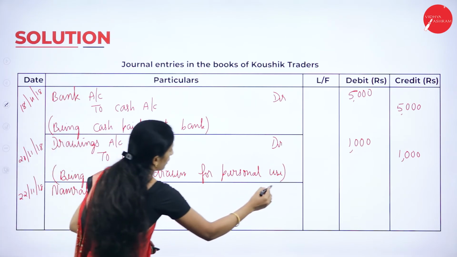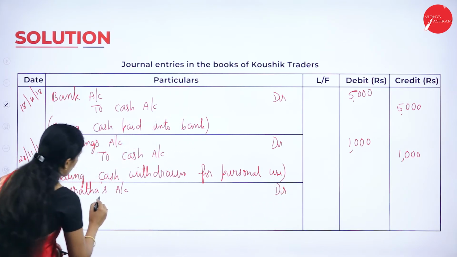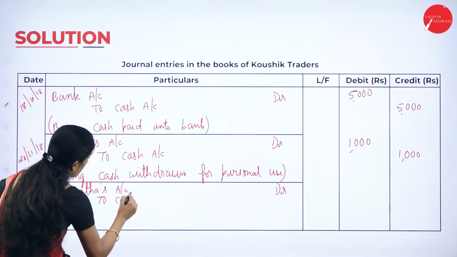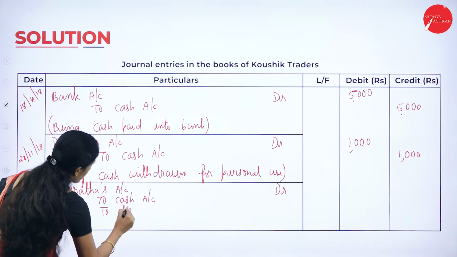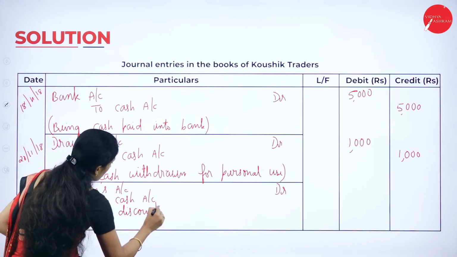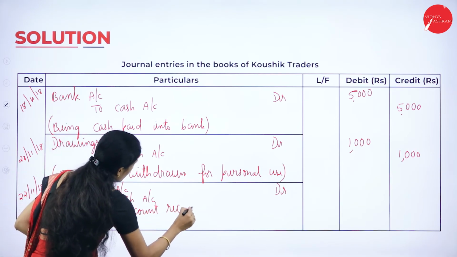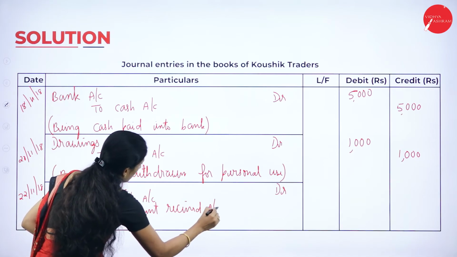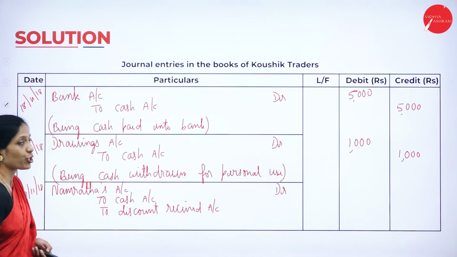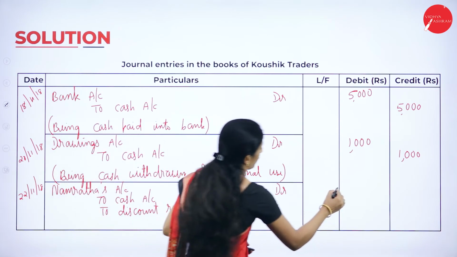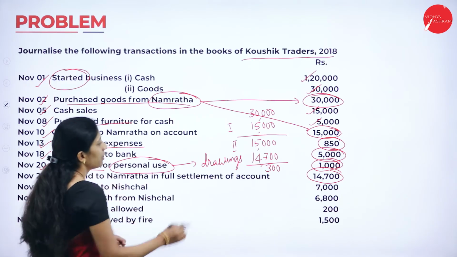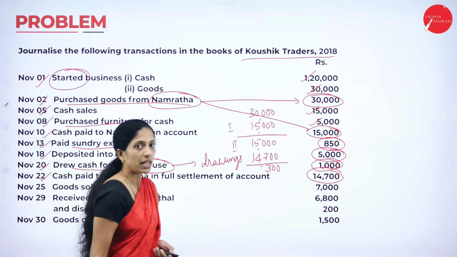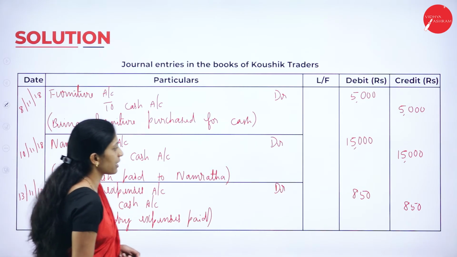Namrata's account debit to cash account, to discount received account. So what is the amount that has to be paid to Namrata? 15,000. But how much have we actually paid? It is 14,700. So 300 is discount.